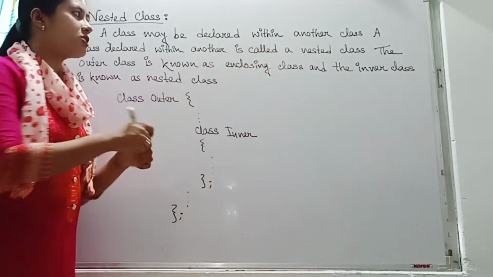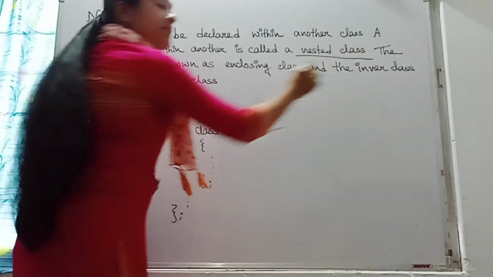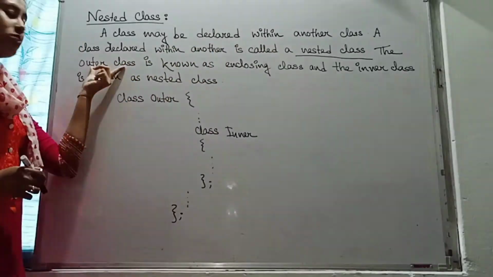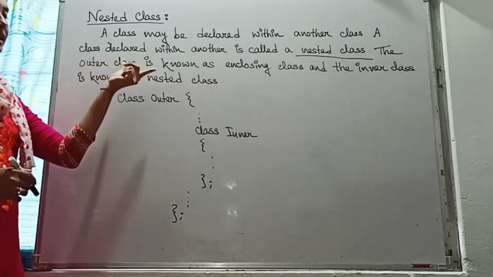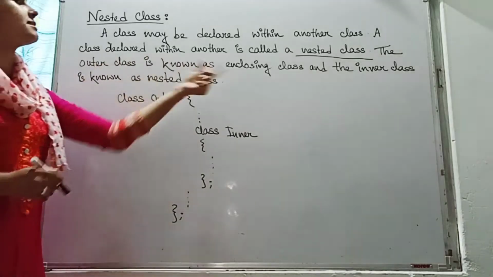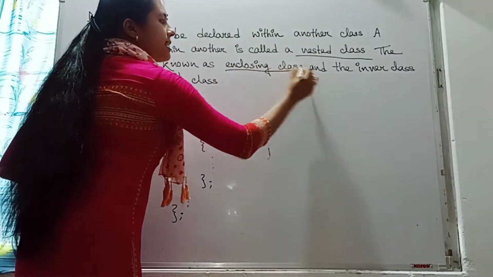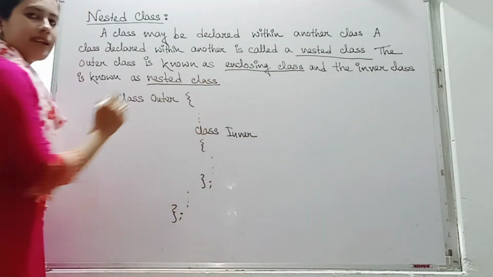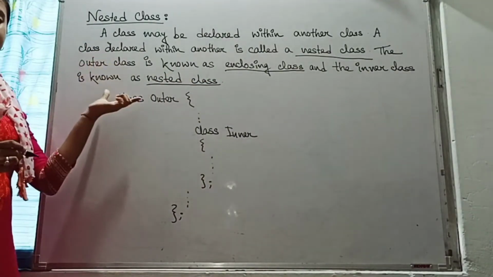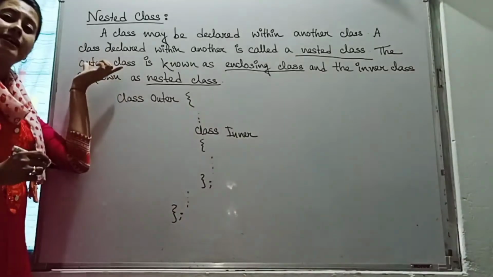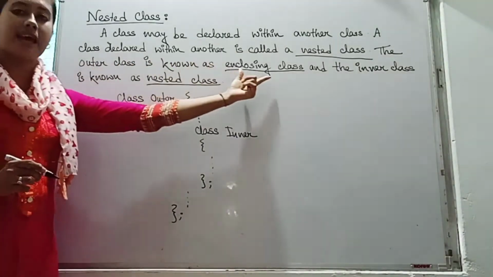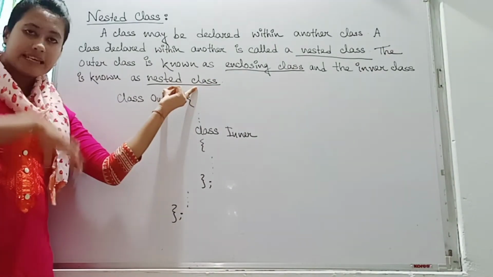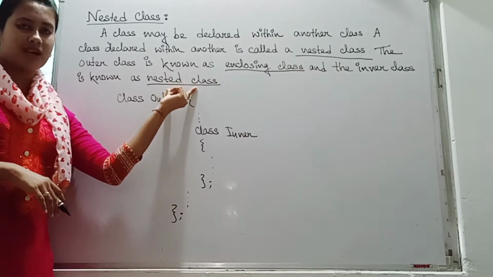This is the main definition of nested class: when a class is declared inside another class, this is known as a nested class. The outer class, under which another class is declared, is known as the enclosing class. And the inner class, which is declared inside another class, is known as the nested class.